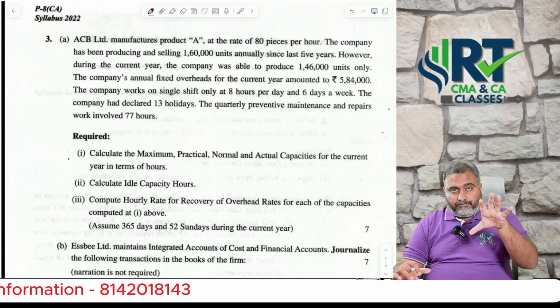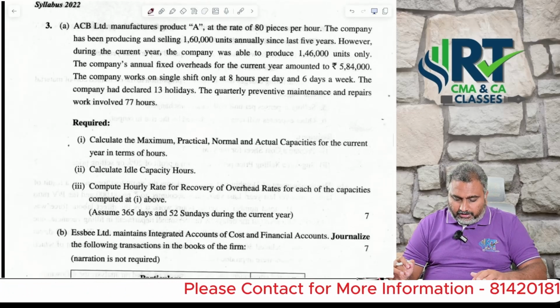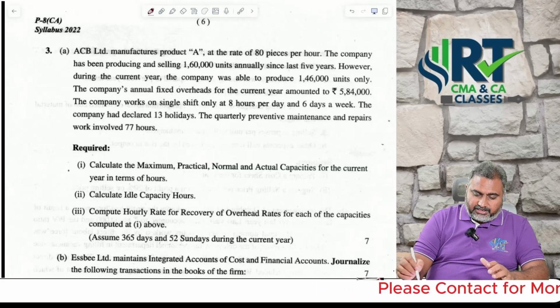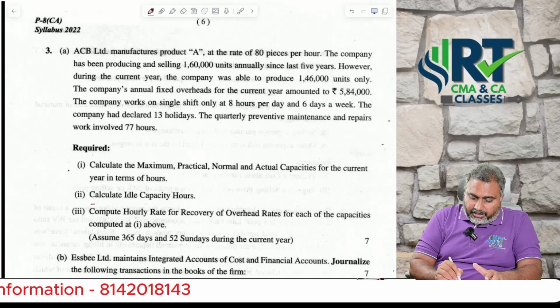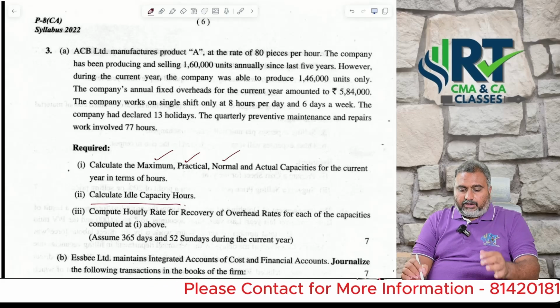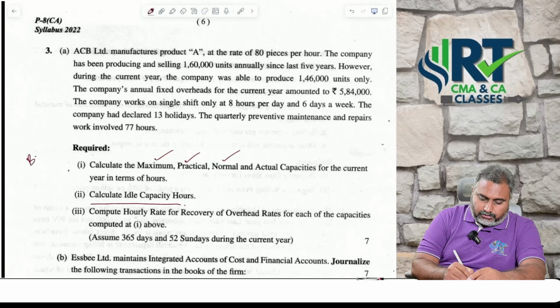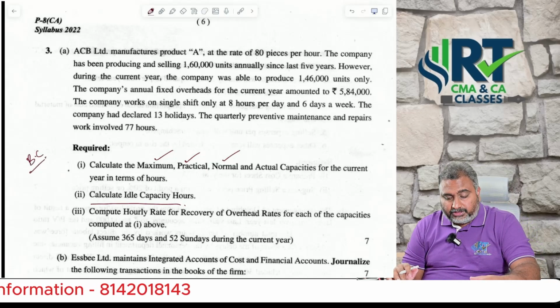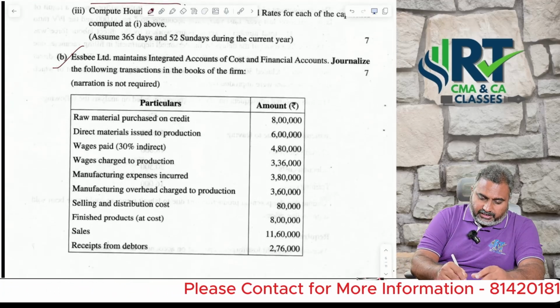And I told you where they can focus. See, sir, this is the part you can expect from the budgetary control point of view. Calculate the ideal capacity hours, maximum, practical, normal, and all these things they are asking. If you check the budgetary control chapter from my classroom discussion, you are going to see this part. And next is the B part.